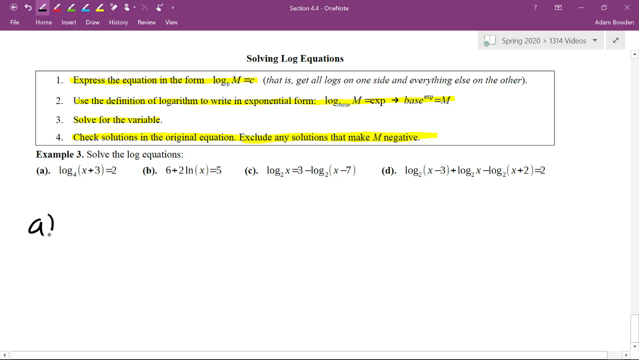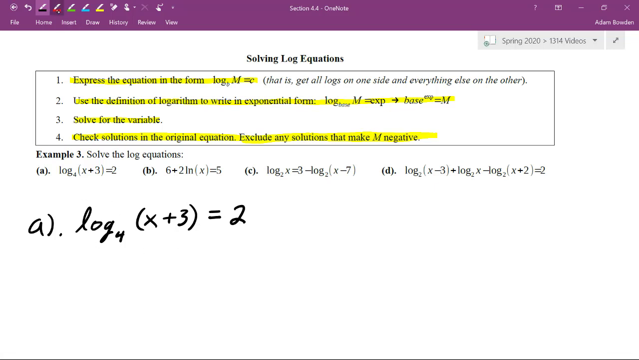So let's start out with an example. This one goes log base 4 of x plus 3 is equal to 2. Now in this one, all the logarithms are together. This is just one logarithm. So what I'm going to do is change this over into exponential form.